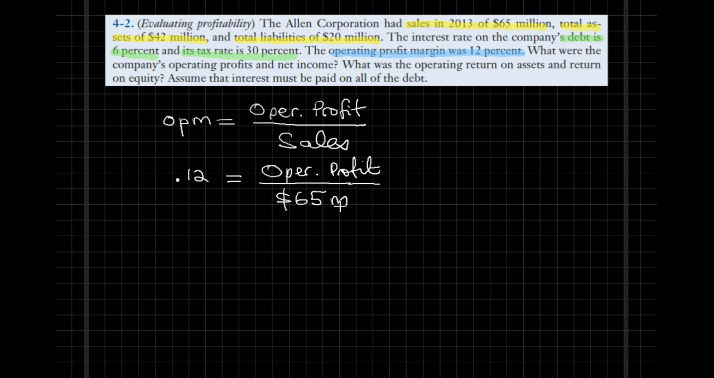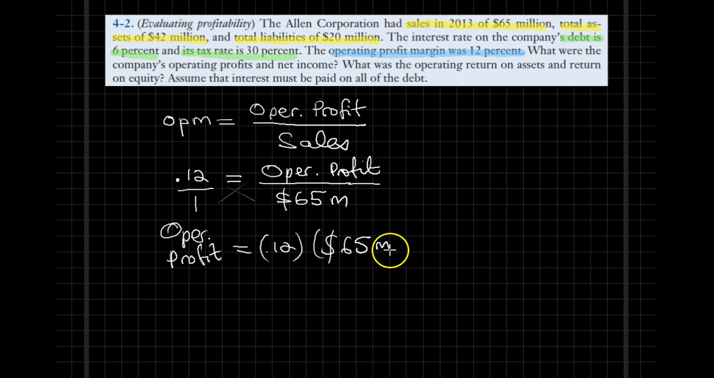All we have to do now is cross multiplication. We can assume there's an invisible 1 here, and we do the cross multiplication, and we get that operating profit equals 12% times $65 million, which is equal to $7.8 million. So that handles the first part of our problem regarding the operating profit.